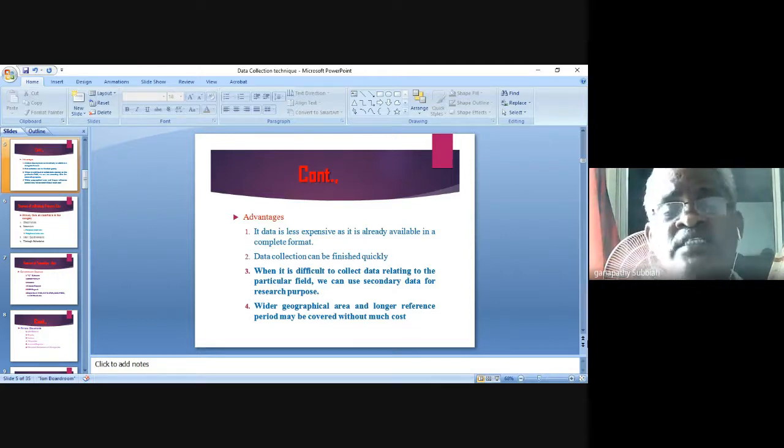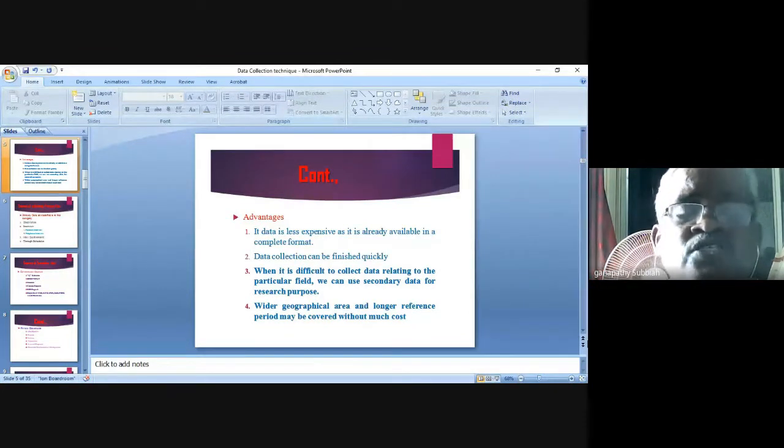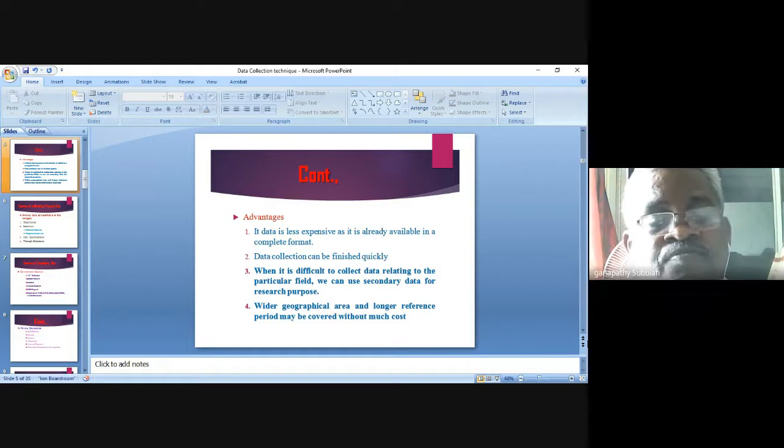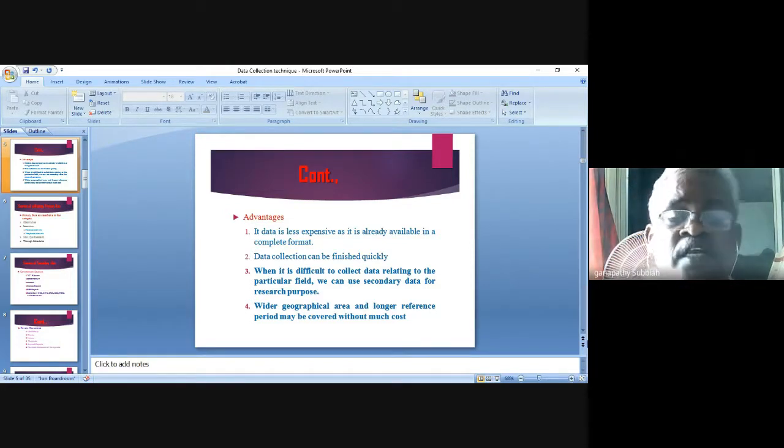Another one, the data collection can be finished quickly. So the researcher can complete the collection of data in a stipulated time. The collection of data is finished quickly compared to the primary data. But it is difficult to collect data relating to a particular field. Particular field studies are not possible through the secondary data. We can use the secondary data for research purposes. The secondary data covers a wider geographical area and a longer reference period may be covered at much less cost. That is another advantage.